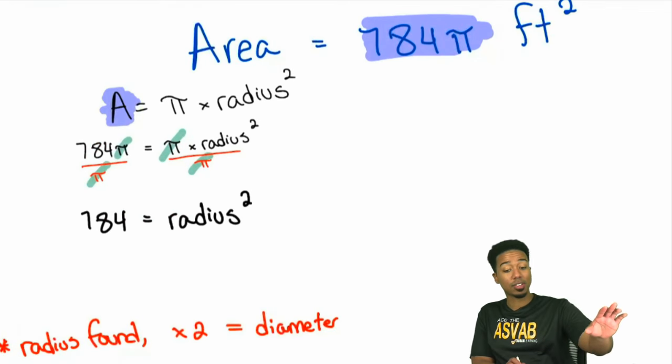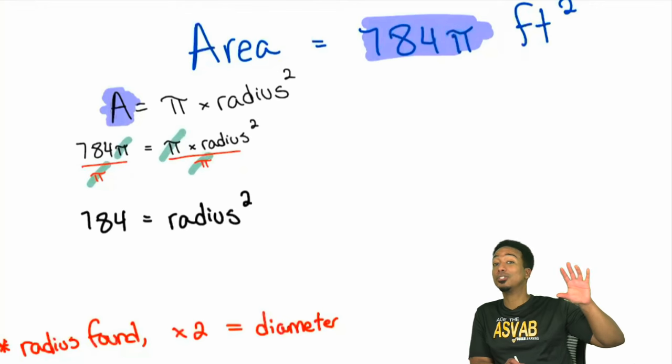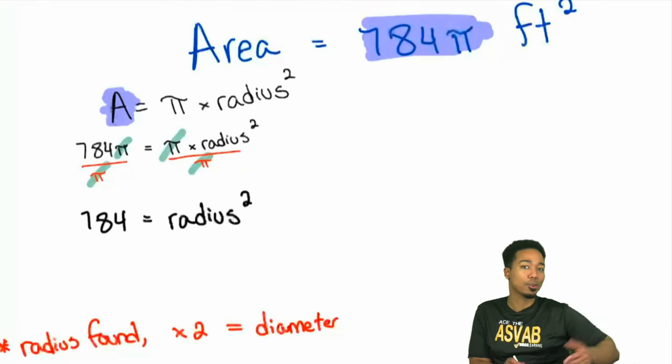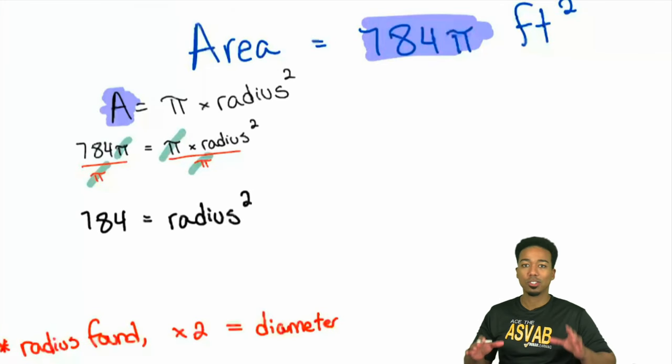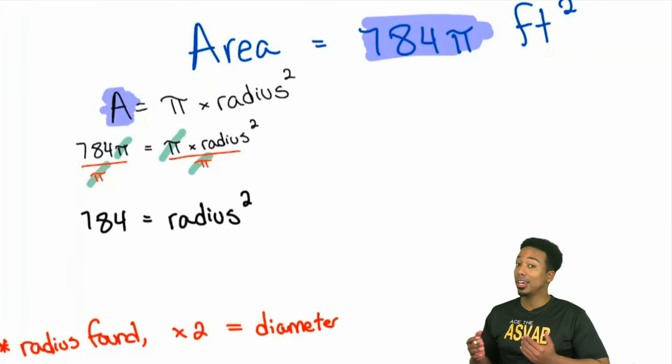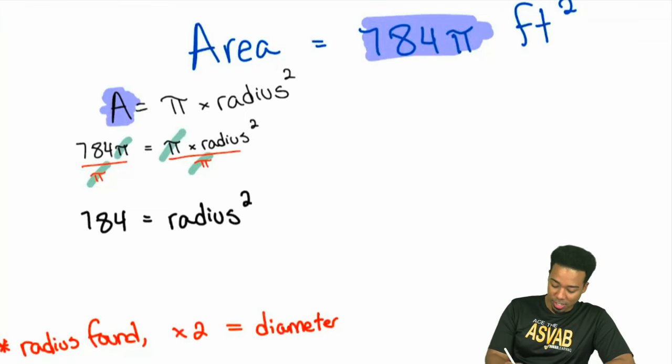So I see that a lot of us said, hey, coach, yeah, I definitely struggled figuring out what the square root of 784 was. Let me show you how to use your own knowledge of mathematics to really help you out. My party people, watch this.